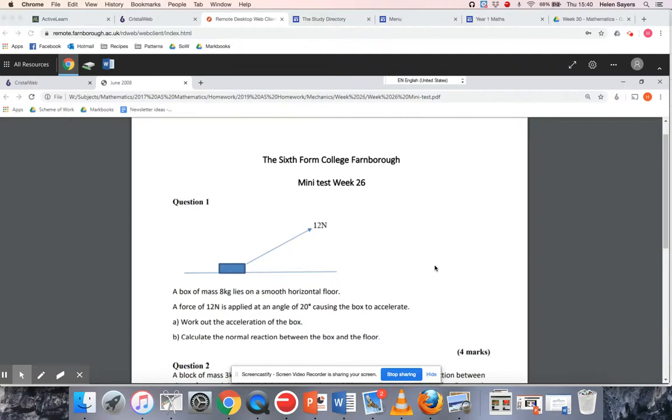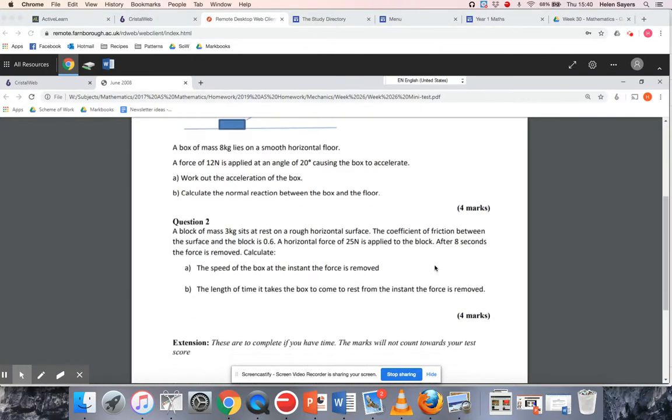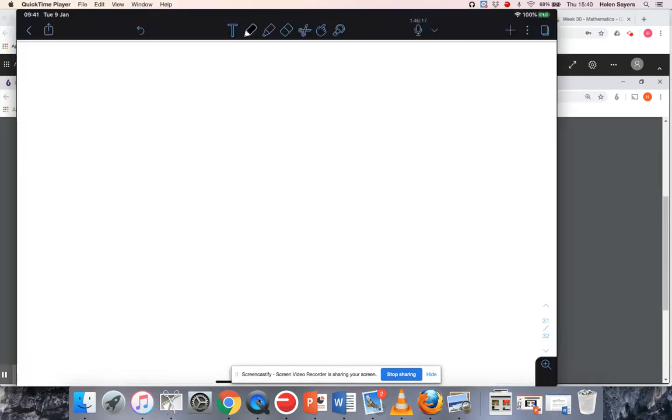Okay, we're looking at Minitest 26, question 2. So we've got a block on a rough horizontal surface, and we're given the coefficient of friction. The fact that it's rough tells us that friction will be involved in our calculations. And then we have a horizontal force that's making the box move. Okay, so let's sketch all that out.